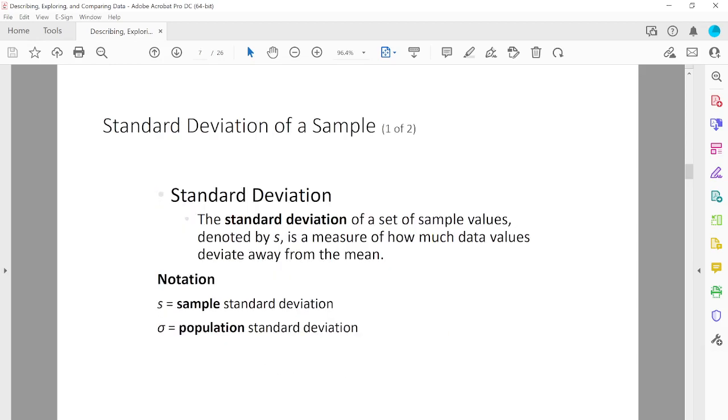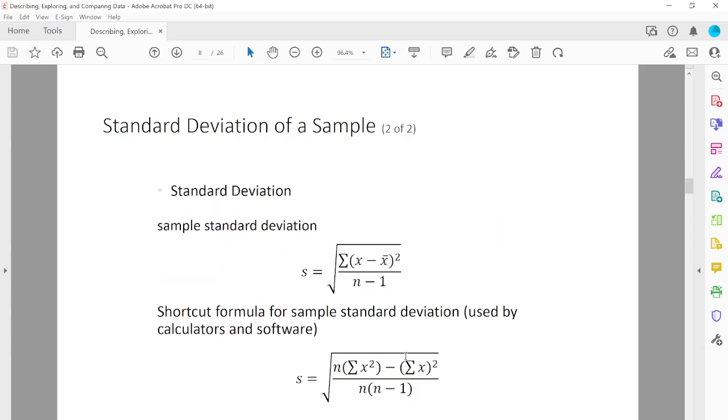And then there is one of the most important measures of variation we're going to discuss in this section, which is called standard deviation. How the data is deviated from its center is called standard deviation. So standard deviation measures the variation of the data. These are the symbols we're going to use: small s for sample standard deviation, and sigma for population standard deviation.